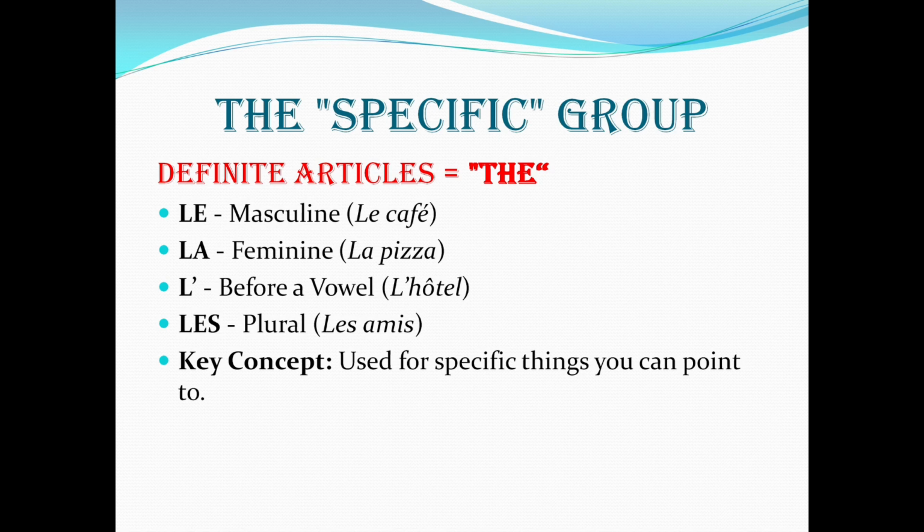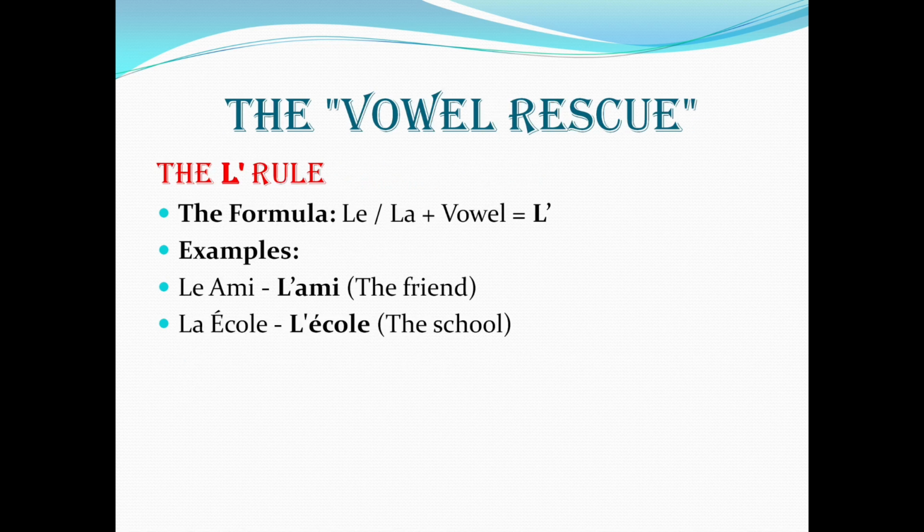It sounds clunky to say la école, so we have the vowel rescue. What is it? If a word starts with A, E, I, O, U or a silent H, we use L apostrophe. It's like a shortcut. Instead of le ami, we say l'ami, l'ami, which means the friend. It sounds much smoother, right? All right. Next, let's move further.